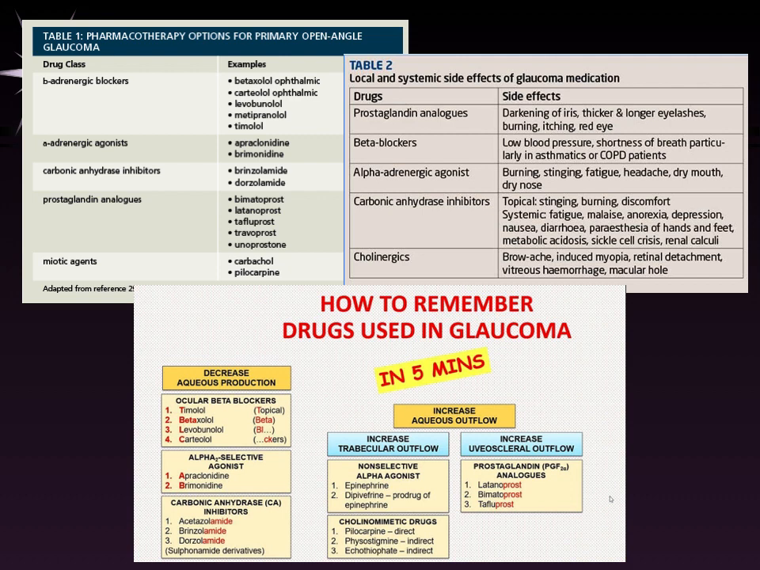Finally, I found this other little page where it talks about how to remember the drugs that are used in glaucoma. This says in 5 minutes. It would take me more than 5 minutes, but basically it looks at the drugs that decrease the aqueous production versus the ones that increase the aqueous outflow, which would mean that it helps for the flow to be more normal. So I would recommend really making a nice big page of this for your study.